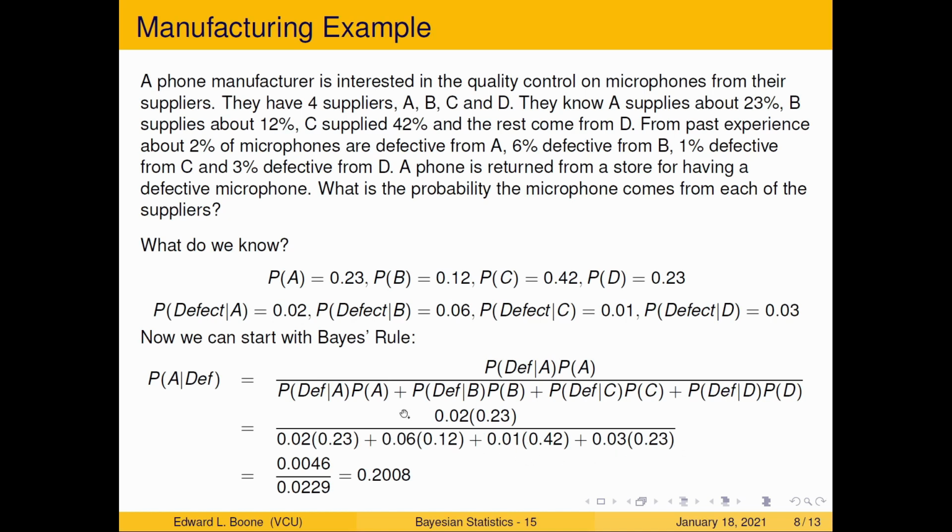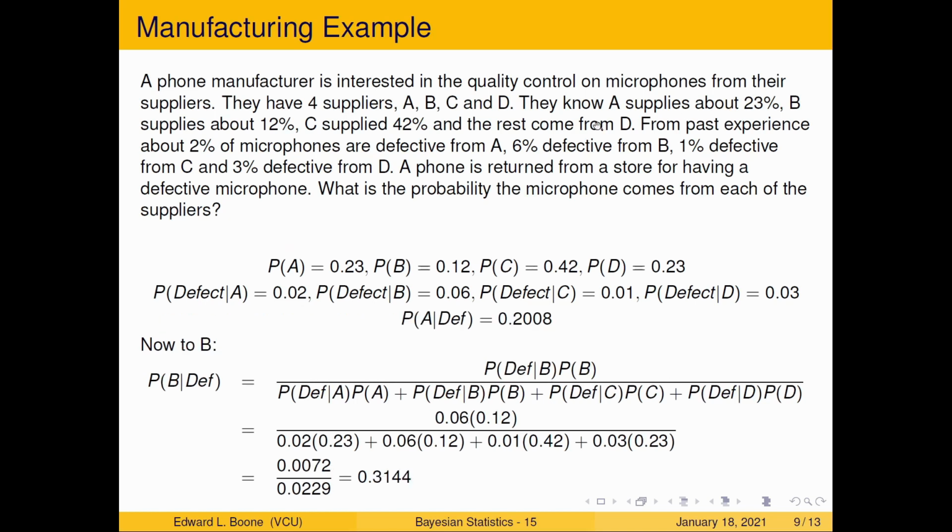Now, it's really helpful to keep this number around because this denominator is going to be the same across all of these, because I'm looking at A, B, C, and D, and that's not going to change on any of these. So when I multiply the numerator together, I get 0.0046 divided by 0.0229. This is the number I'm going to keep around. That's equal to 0.2008. Did the probability change? Yeah, kind of, because we know that A supplies 23%. Before we started, we would say, well, if I just had to guess, it would probably be 0.23.